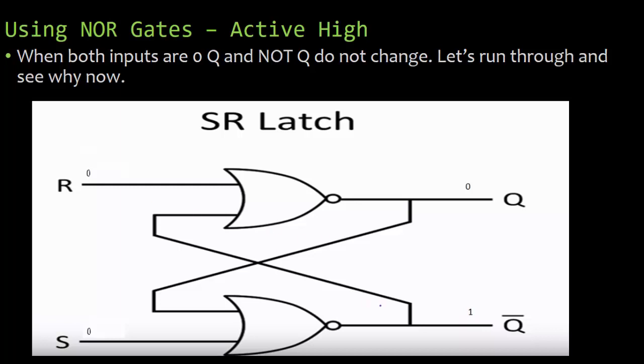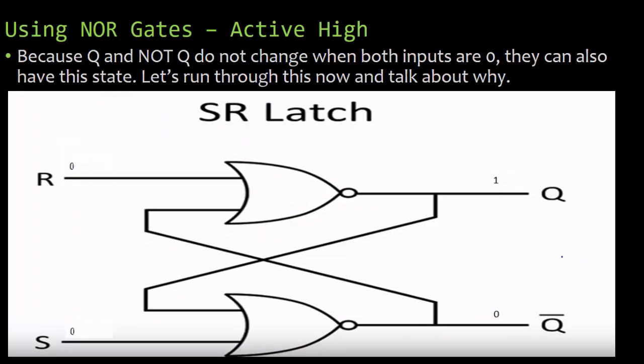So let's start with R. Not Q is 1. I bring that up here. 0 or 1 gives me 1. I hit this inverter and I get 0. This 0 is brought down here. I have 0 or 0. We hit the inverter and that gives me the value of 1. So Q and not Q did not change. The value of Q is 0. The value of not Q is 1.